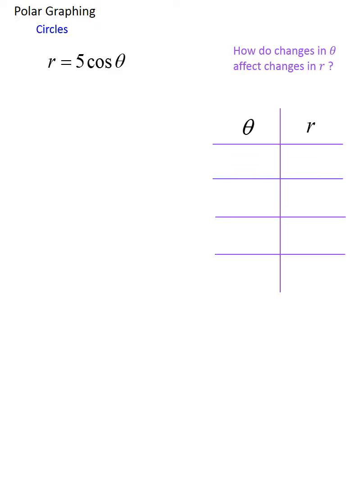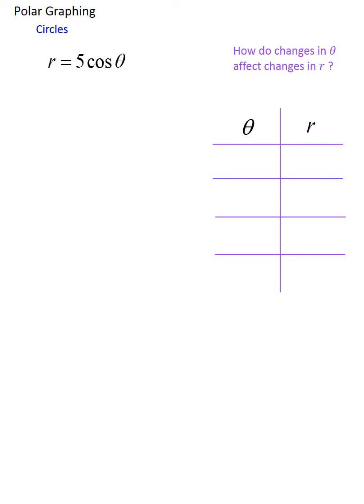Now, let's take a look at our first circle graph in polar form, not to be confused with the unit circle. Here's the equation of a circle graph as we're going to discover. So, what we'd like to ask ourselves is, how do changes in theta affect the variable r?